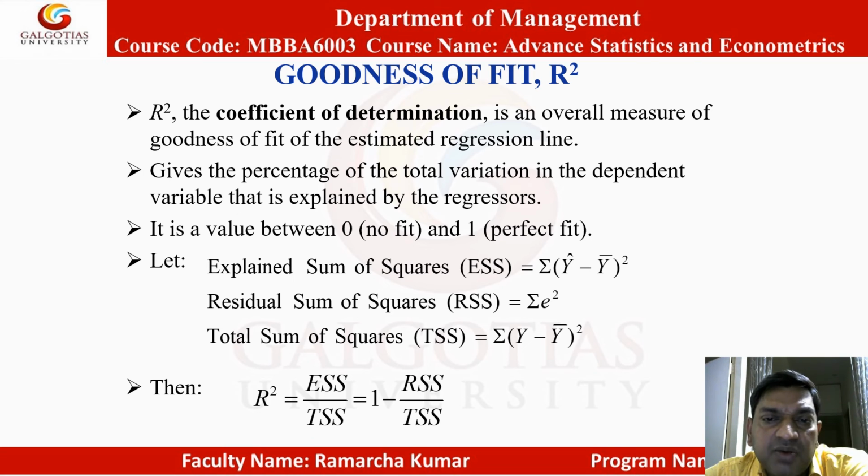Let explained sum of squares, ESS, be the summation of (y hat minus y bar) squared. Y hat is the estimated value of y and y bar is the mean of y. Residual sum of squares is the summation of e squared. Total sum of squares is the summation of (y minus y bar) squared. Y bar is the mean. Then R square is ESS over TSS. This is equal to 1 minus RSS over TSS.